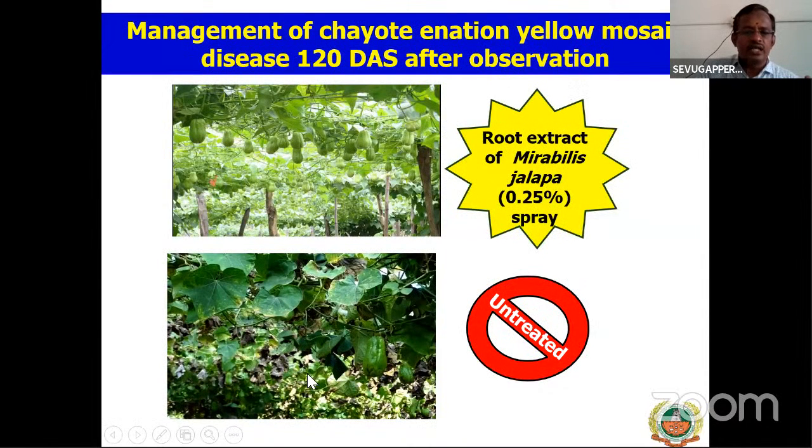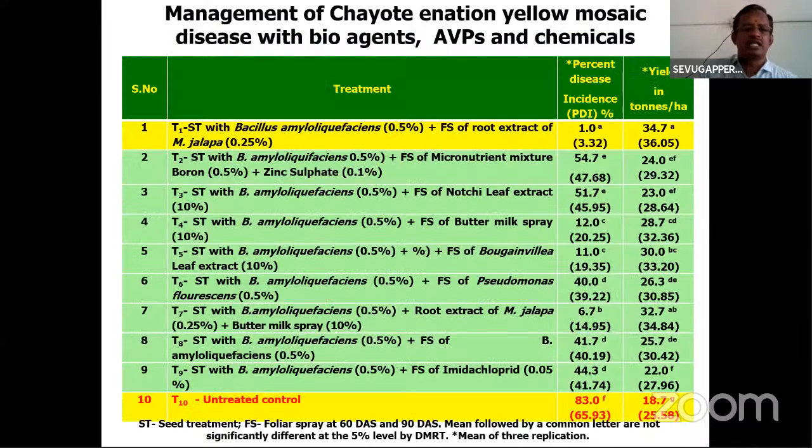This is the untreated control where we can see the symptoms. In the case of Bacillus amyloliquefaciens combined with root extracts of Mirabilis jalapa, the disease incidence was much reduced. Bacillus amyloliquefaciens at 0.5% and a foliar spray of the root extract of Mirabilis jalapa reduced the percent disease incidence to 1%, whereas in the untreated control it was around 83%. This was supplemented with increased yield. If so, why the suppression? What is the reason behind the suppression?